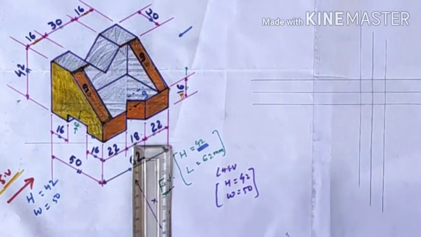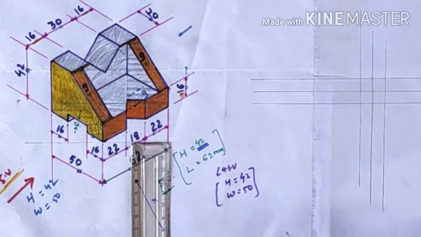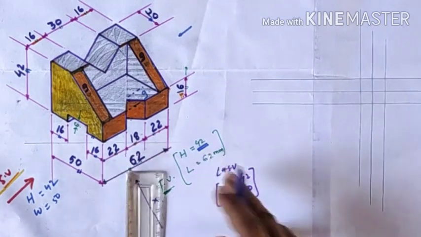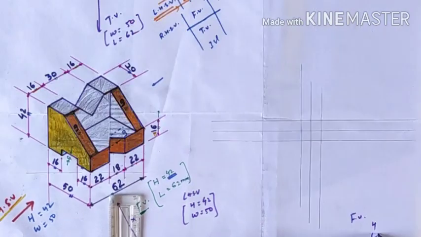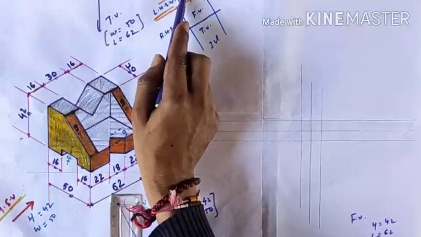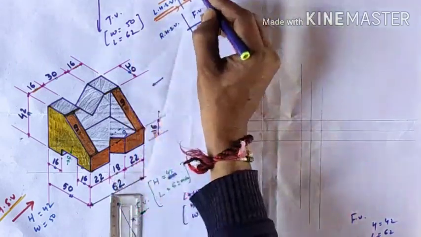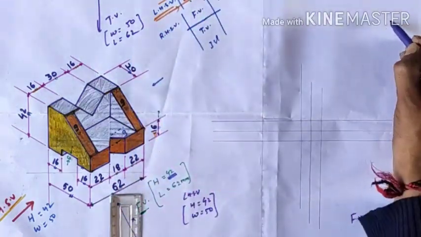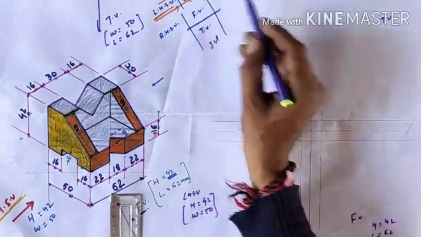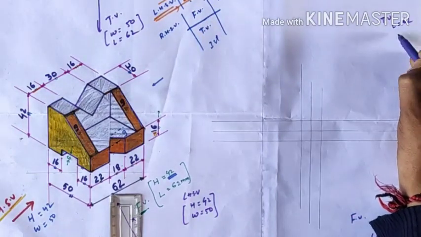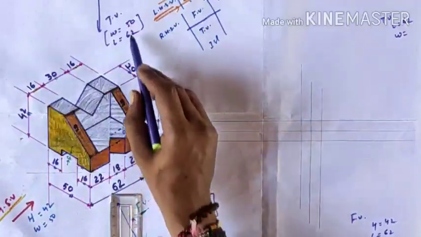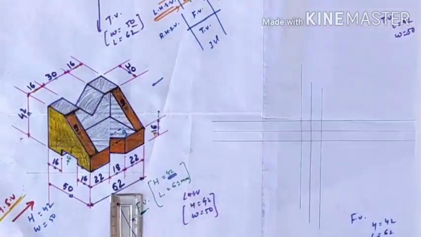This represents your front view, and the front view dimensions are seen from here: the height and the length. Length is 62 and the height is 42. And the rule of the third angle projection says the top view is drawn just above the front view. So here this represents the top view, because the length is the same. So length is 62 and the next is width. Width is 50. So these are all the dimensions.